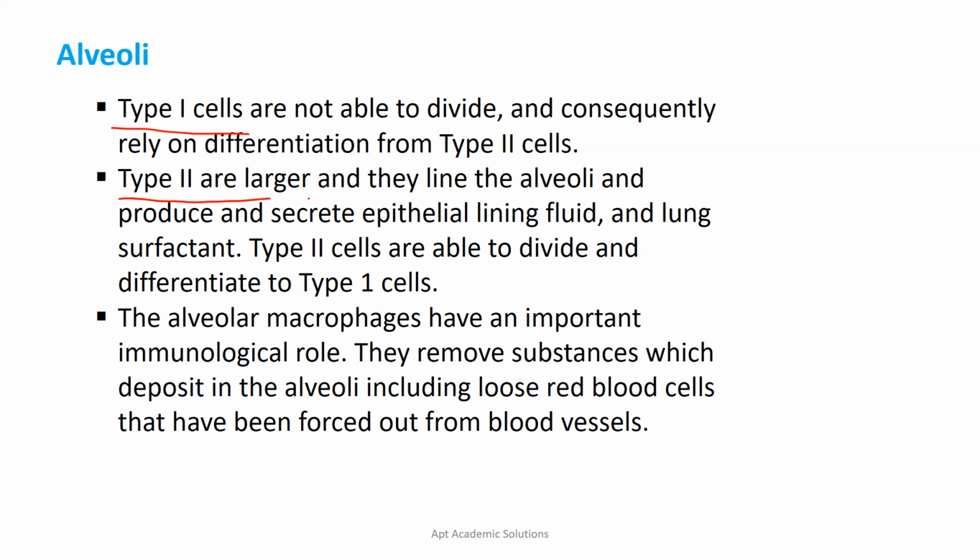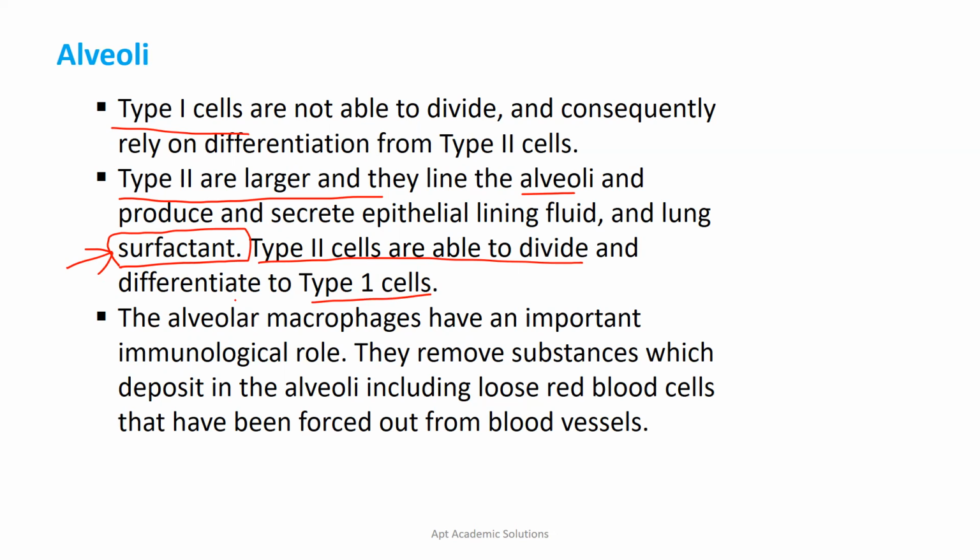Okay. Now type 2 cells are larger. They line the alveoli and secrete surfactant. Surfactant is very important because without it, the gases exchange cannot happen. So type 2 cells are able to divide and differentiate into type 1 cells.